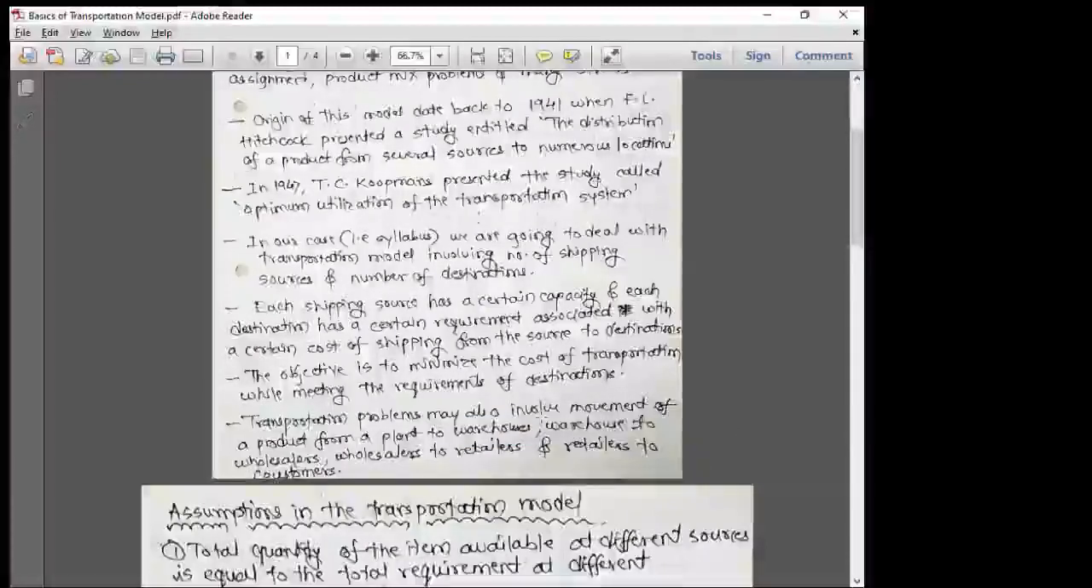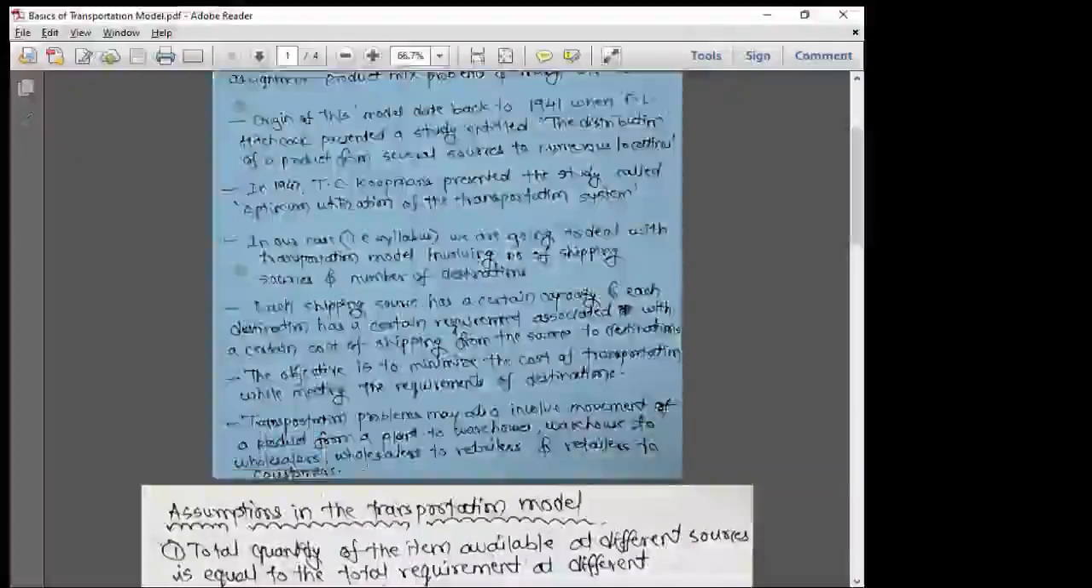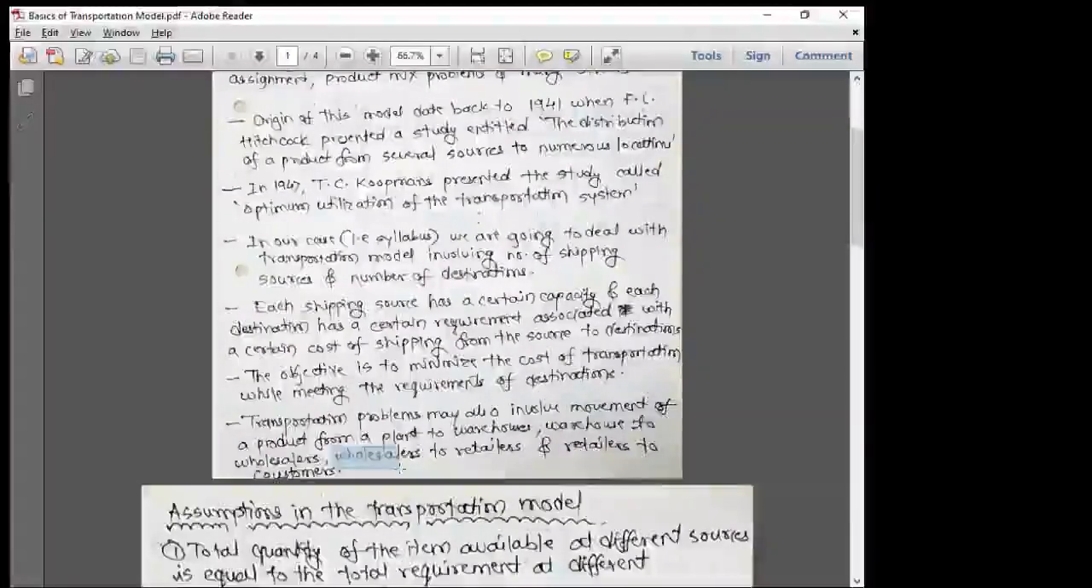Again, we may have a different problem in which the warehouse is acting as a source and the wholesalers are acting as the destination. Another type of problem is one in which the wholesalers are acting as the source and the retailers are acting as the destination. And again, we may have a problem in which the retailers are the source and the customers are the destination, right? So this kind of numerical framework can be made.